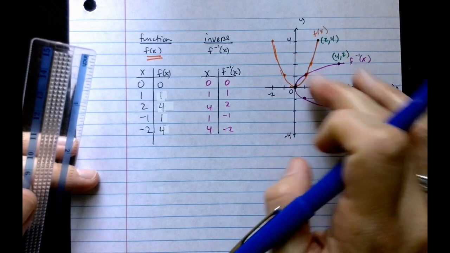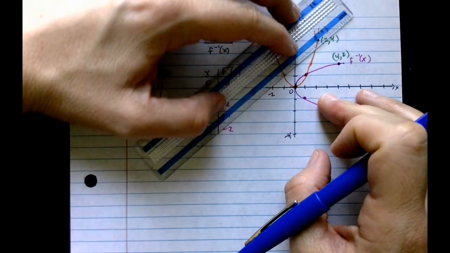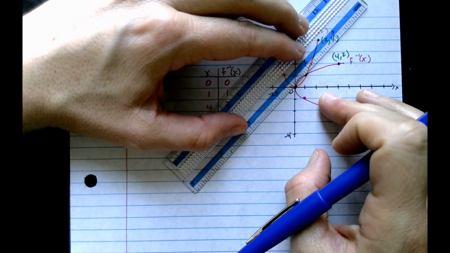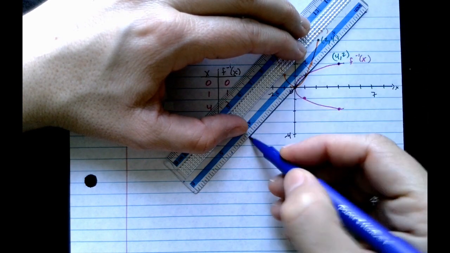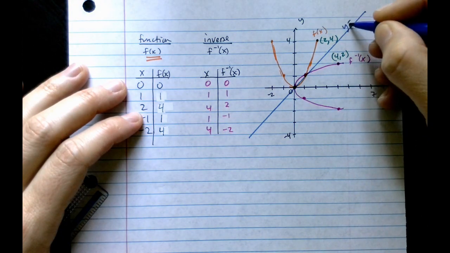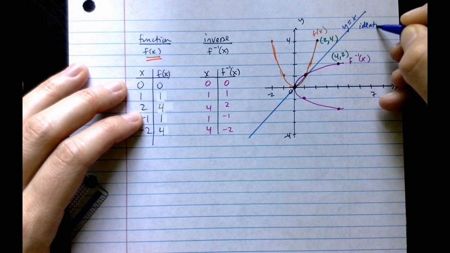Graphically, if you look at these two pictures, you're going to notice something. They are reflections of each other. And they reflect over the line y equals x, also known as the identity function.